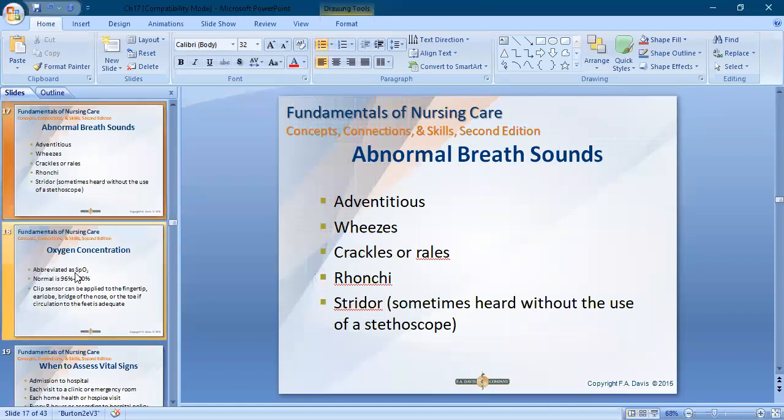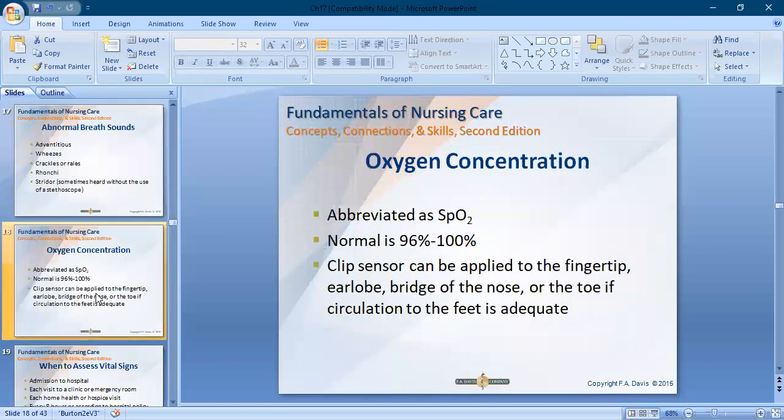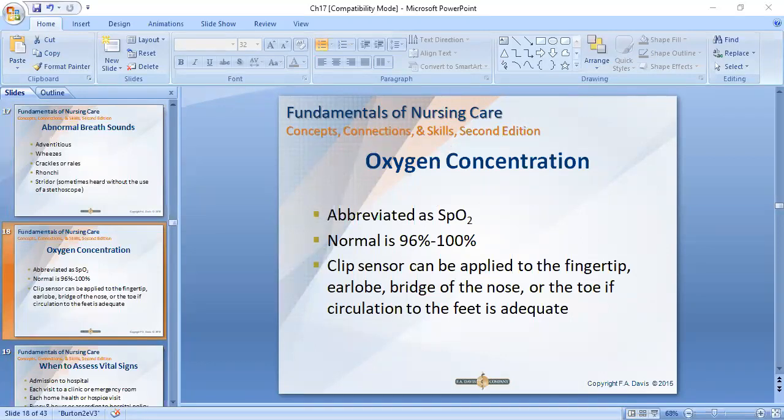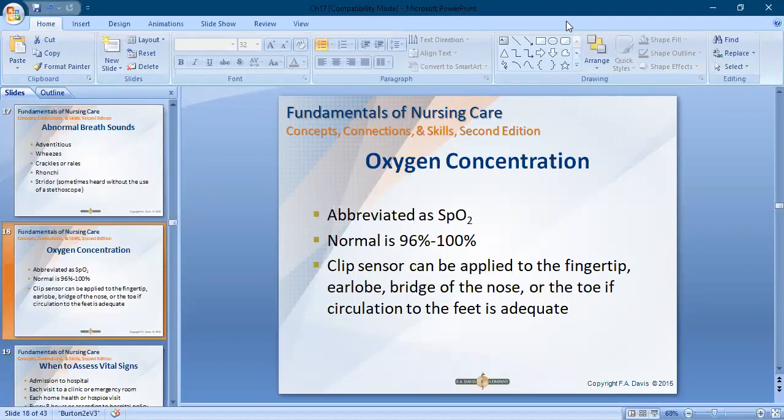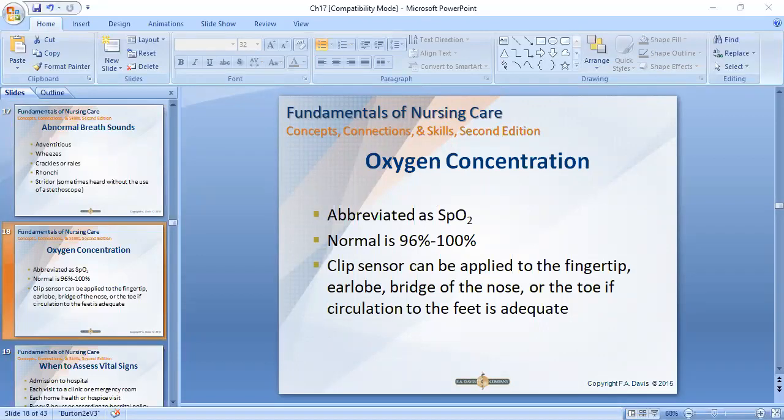Now, next is oxygen concentration. Oxygen concentration is very important for the board exam. Basically, SpO2, the saturation of oxygen. Let me check the percentage again from here.